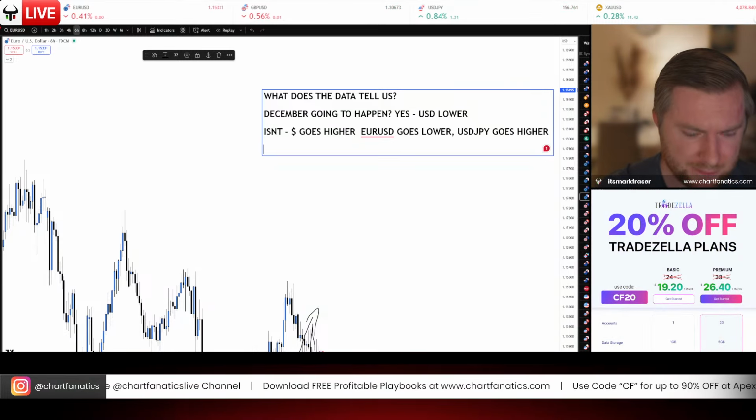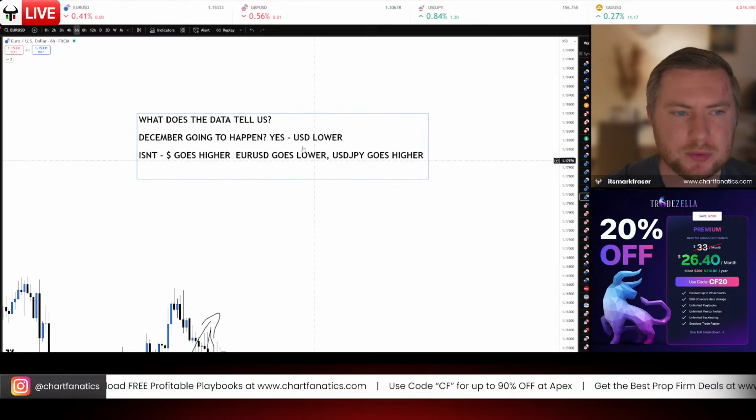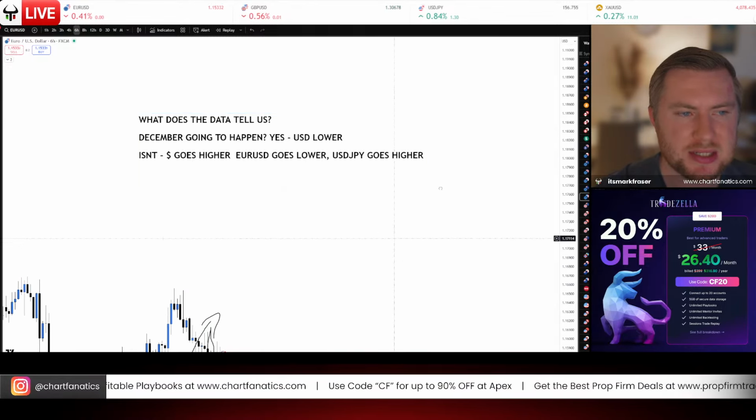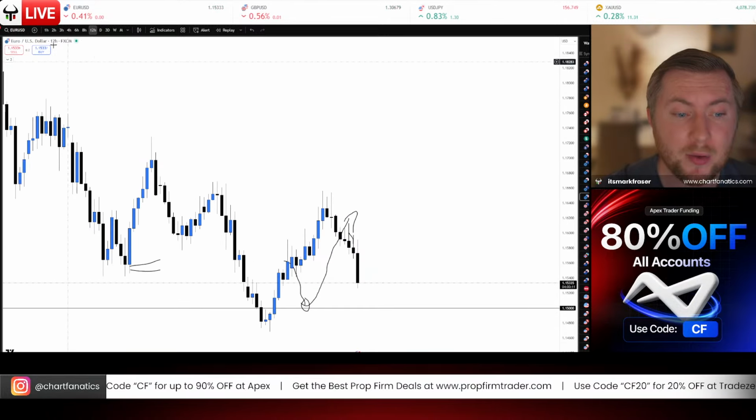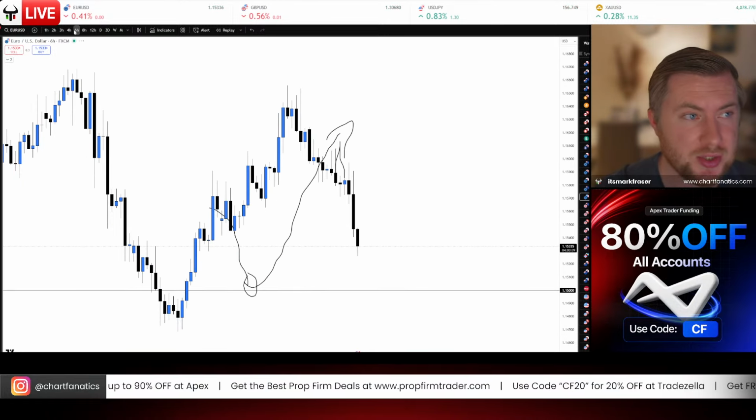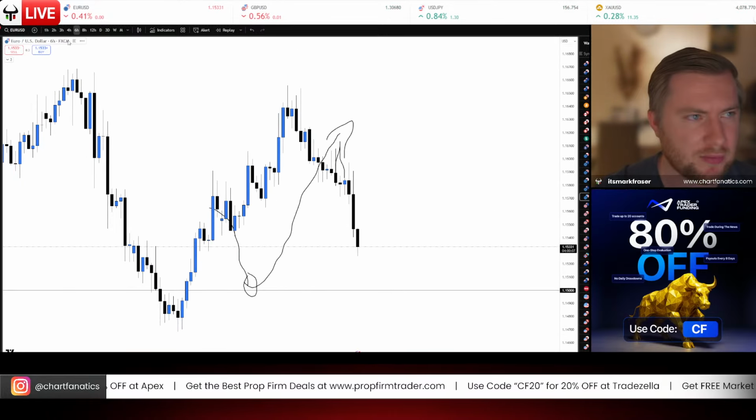So let's have a think about price action now. Let's look through the angle of dollar lower because December is going to happen. What do we do then? We mark out only demand zones, right, on EUR/USD. Fundamentally, Europe's good, so there's nothing to worry about on that front. It's purely the dollar which is the driver of EUR/USD right now. So what are we doing? Only looking for demand zones, which should come around.